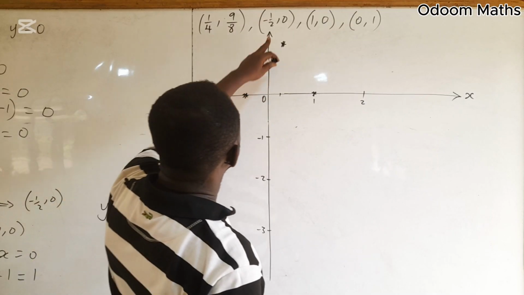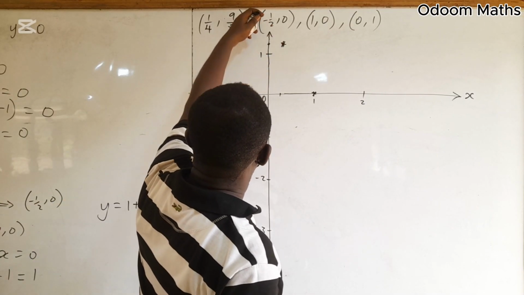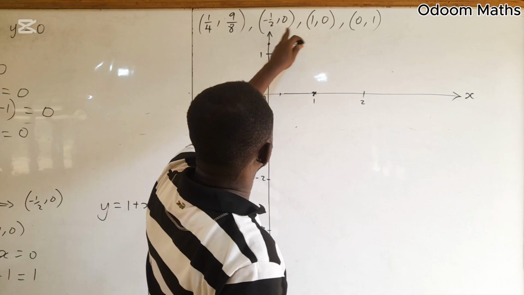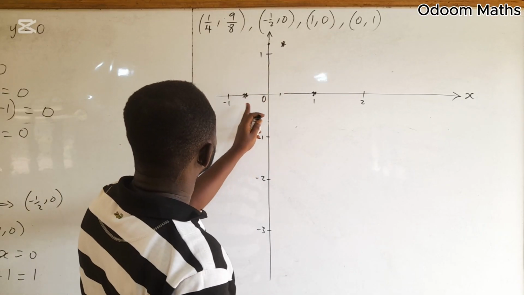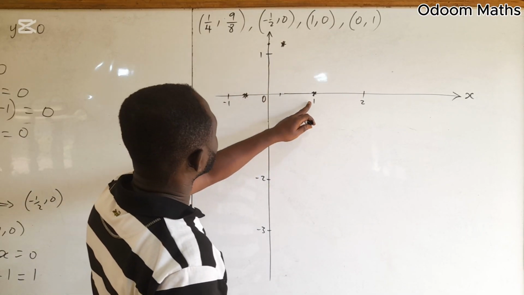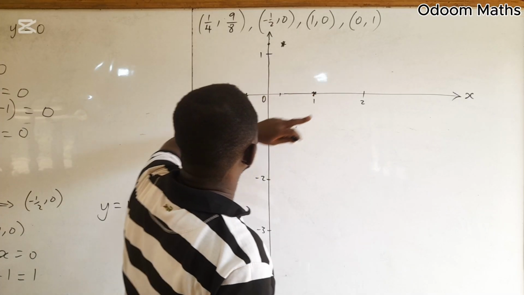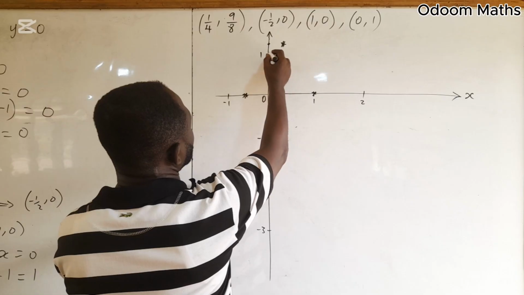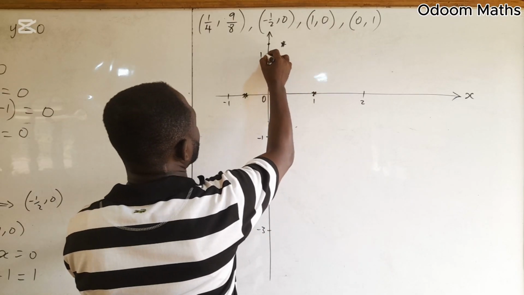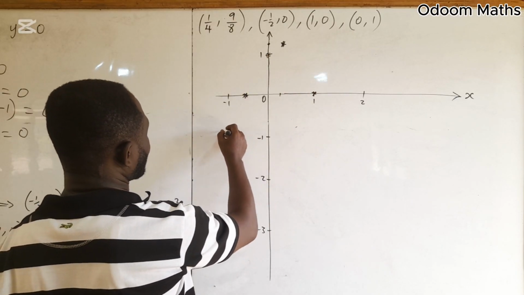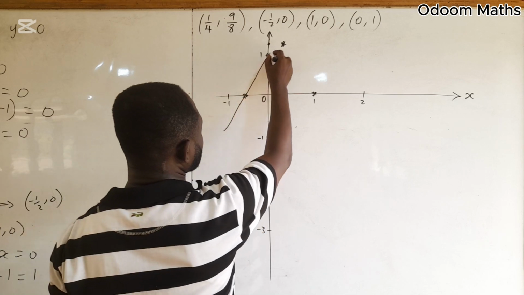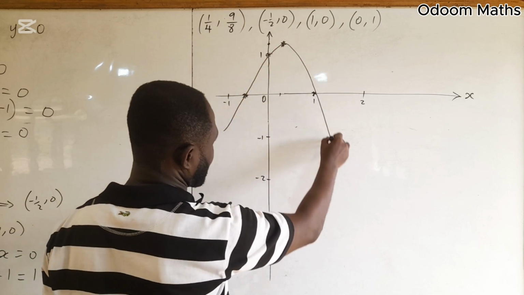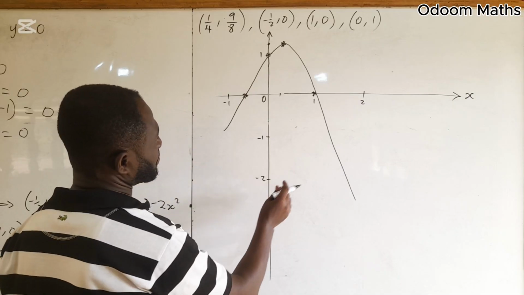Then the intercepts on the x-axis, we have them already. Negative half, and then 1. Then on the y-axis, the intercept on the y-axis is also going to be 1. So 1, that is 0, 1. So that is also here. So the graph will look like this. That's not drawn to scale.